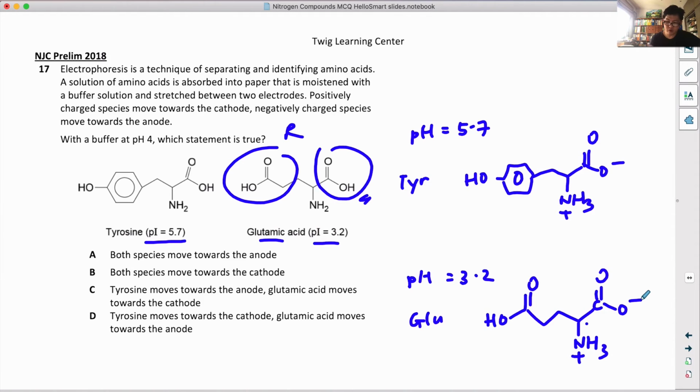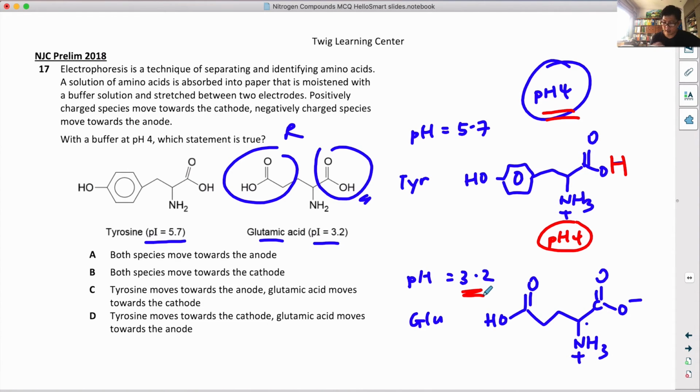At pH 4, I'm going to draw what it looks like. At pH 4 means the medium is more acidic, so this will exist as COOH. But pH 4 is more alkaline compared to pH 2, so it will probably lose an H plus. I take away the H plus from here.